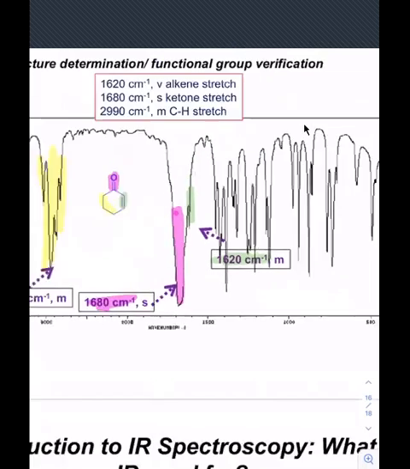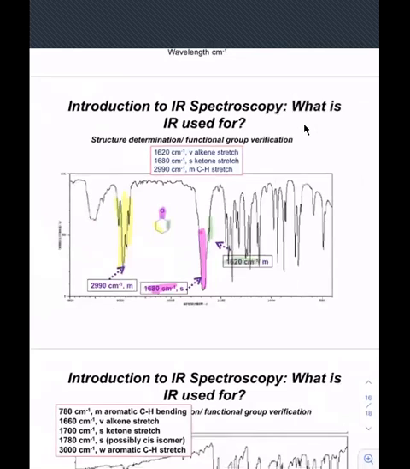All right, any questions about that? I mean, again, if you make a flashcard or a set of flashcards with these numbers on them, then that makes it much easier to remember those specific functional groups and where they show up.